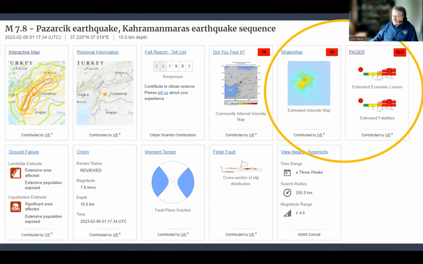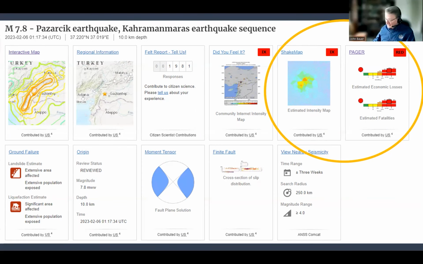But there's also a program run in parallel called PAGER. Is my cursor being seen here? Yep. Okay, that PAGER is run right after the shake map has been determined, and it quickly comes up with an estimated fatality and economic impact. And that's expressed right here.